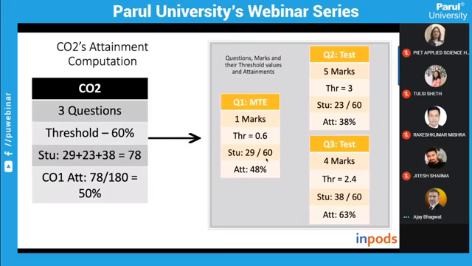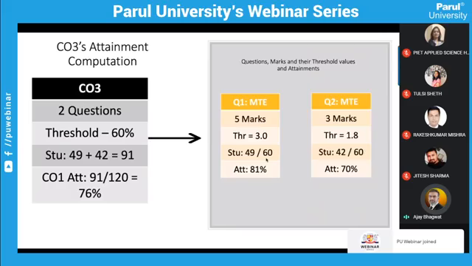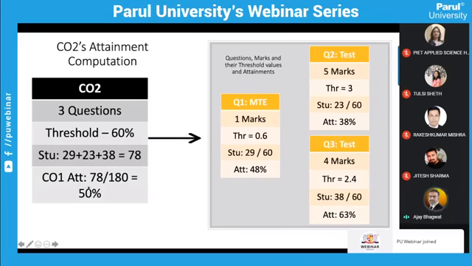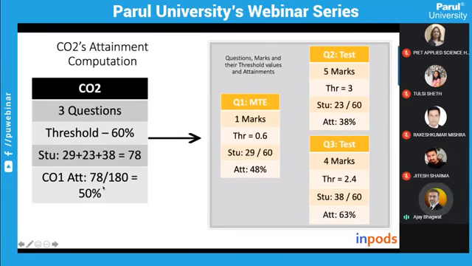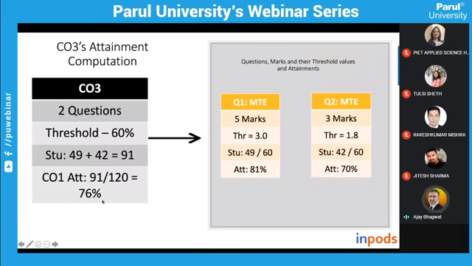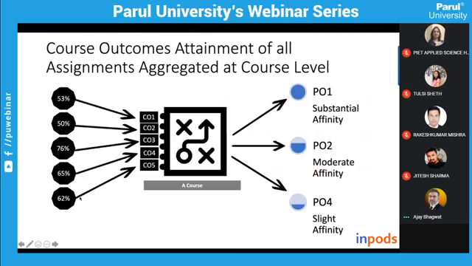Now for the other COs, we can apply the same concept and arrive at the average attainment. In this case, CO2 attainment is 50%, and in the case of CO3 attainment, it is 76%. Right? CO2 had only 2 questions mapped to it, but in both the questions, the performance of the students was excellent, and that's why CO3 got 76% here. So finally, the picture of our course is looking like this.